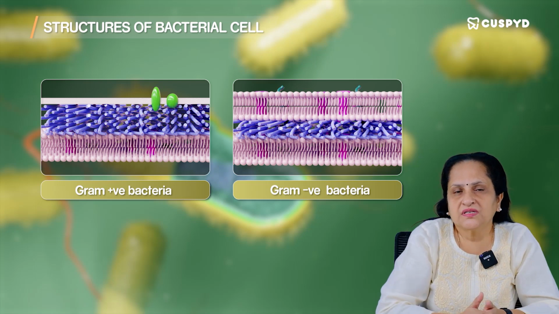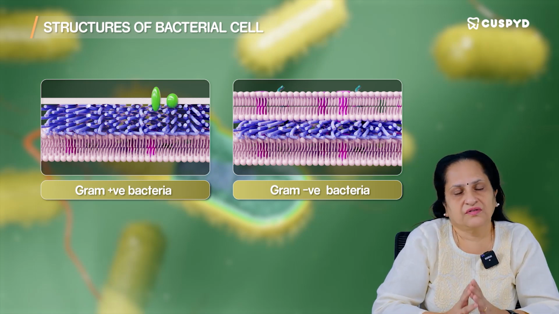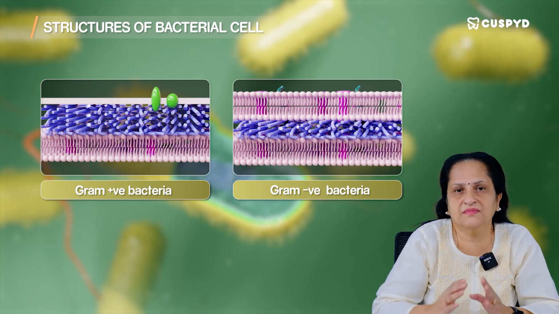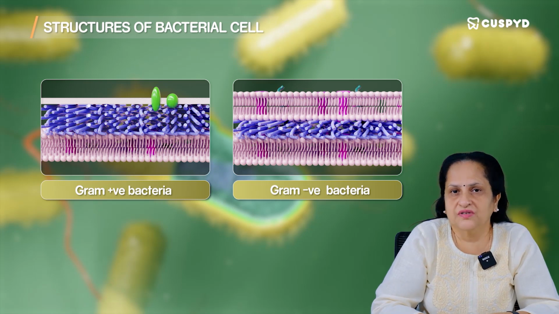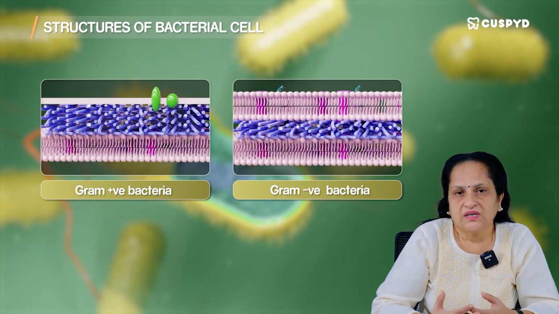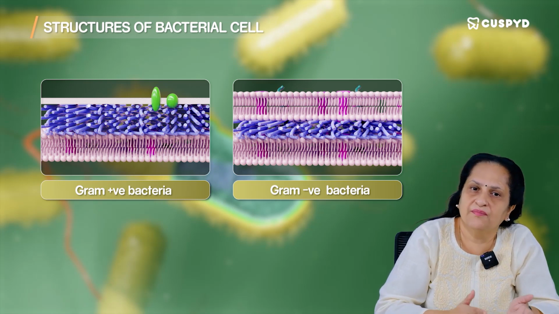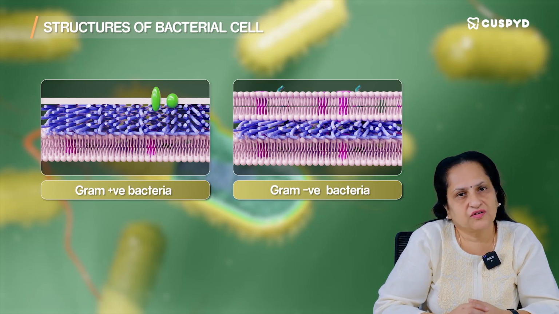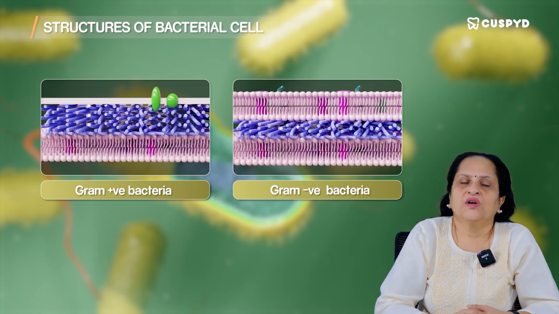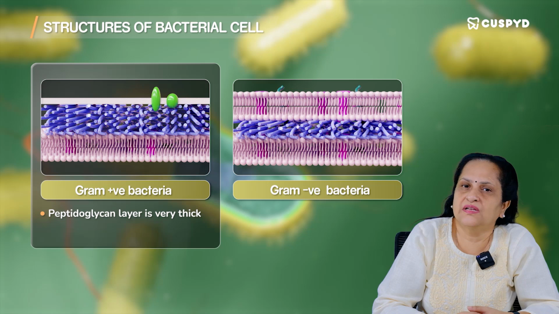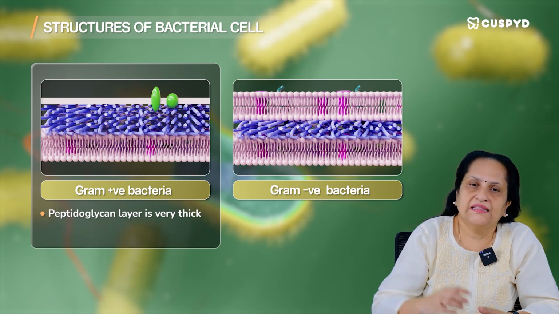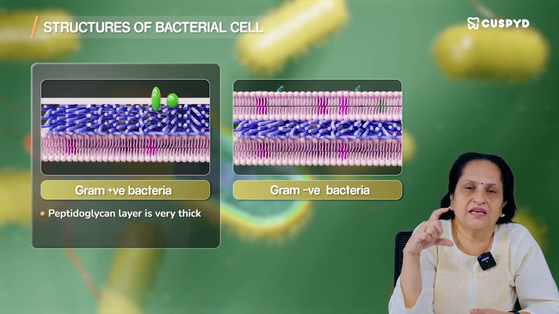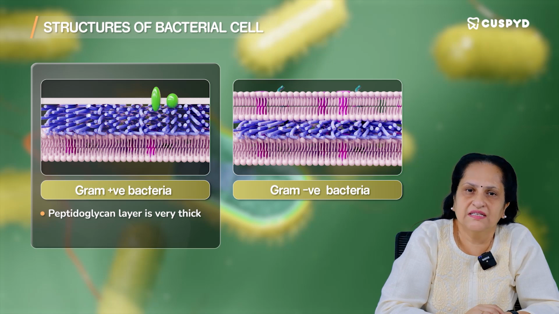Now, the gram-positive and the gram-negative nature of the bacterial cell actually comes from the structure of the cell wall. In other words, the cell wall structure of a gram-positive is different from that of the gram-negative. So, what is the difference? The peptidoglycan layer is very, very thick in case of a gram-positive cell wall.